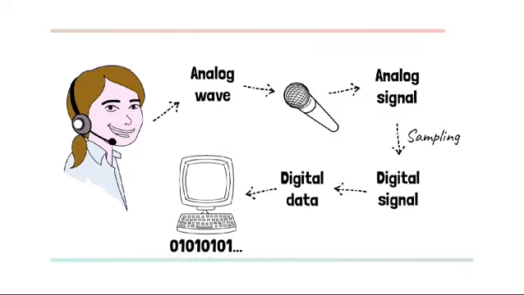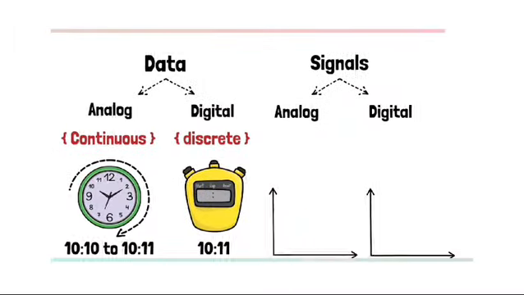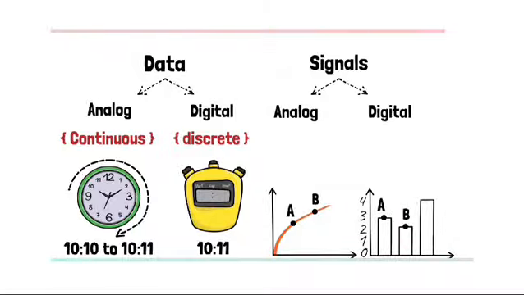For the transmission of stored digital data, which can be audio, video or text, it is converted to digital signals or modulated into an analog signal for transmission across a medium. So what are analog and digital signals? An analog signal has an infinite number of values along its path as it moves from value A to value B. A digital signal has a limited number of values as it moves from value A to value B.